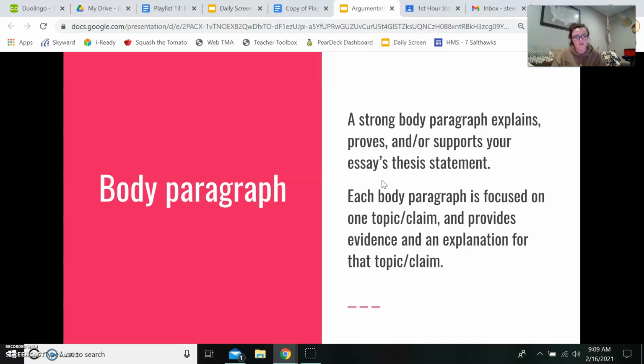So it focuses on that argument that you've made in the beginning, that COVID is the world's biggest problem, or hunger or racial injustice or whatever it is you've said. And then what you do is you provide evidence and explain. If right now you're thinking that sounds like a RACE paragraph to me, you would be right, friend, because body paragraphs are basically set up the exact same way as RACE paragraphs.